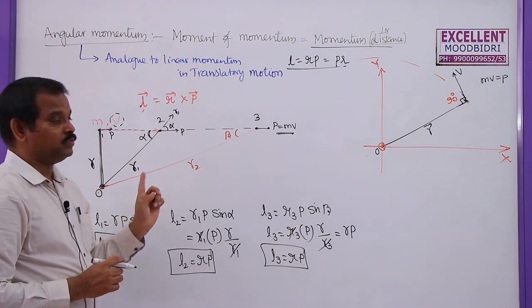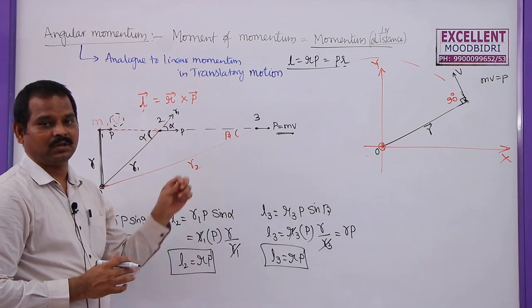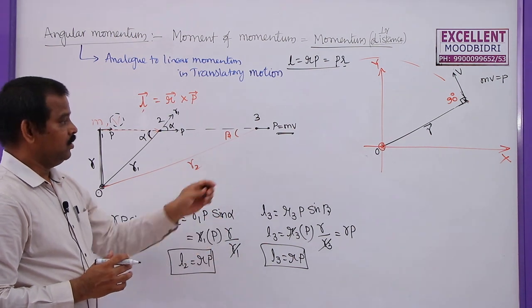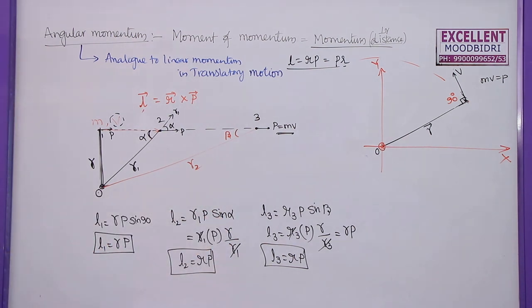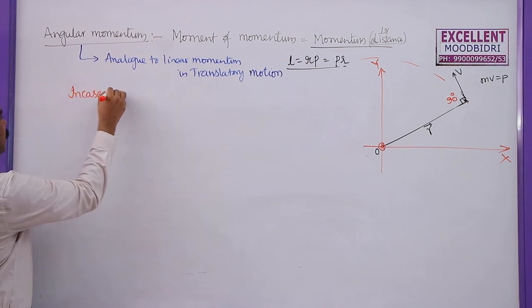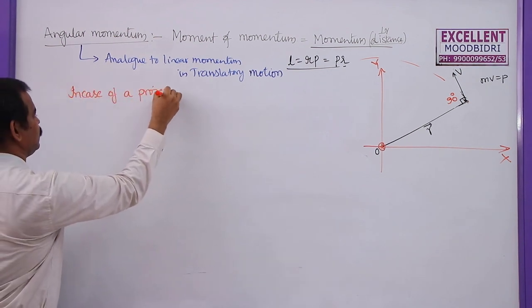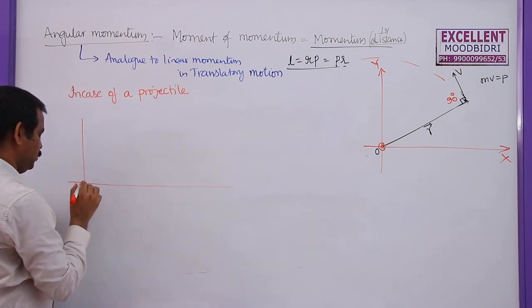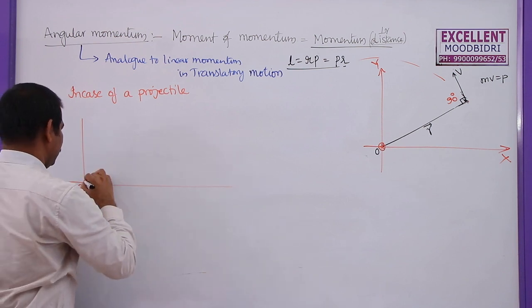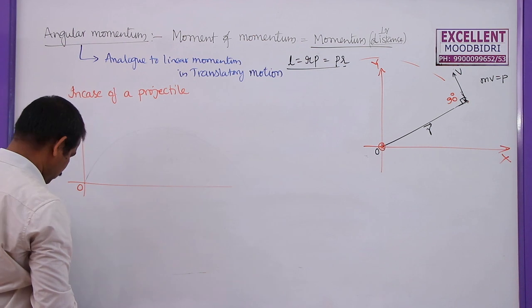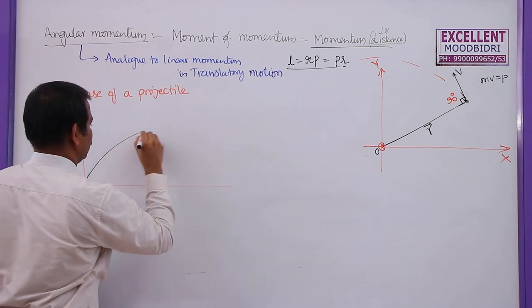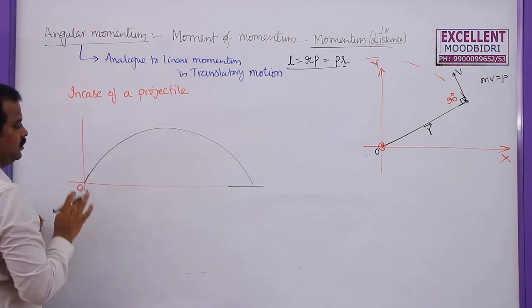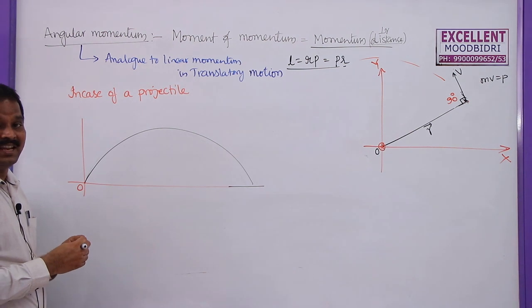But if the same particle is moving in a curved path, just like a projectile, then how this linear momentum as well as angular momentum changes, we will learn now. In case of a projectile, let us say it is thrown from this point of projection and it is moving in a parabolic path. While moving in a parabolic path here, the particle changes its velocity at different points. Here it is not moving with constant linear momentum.